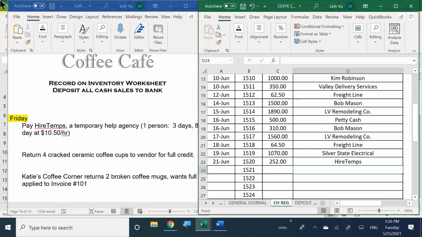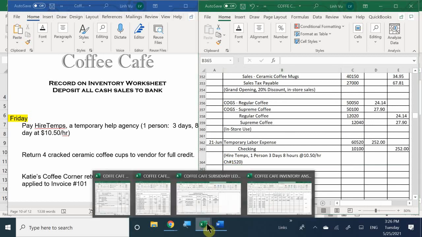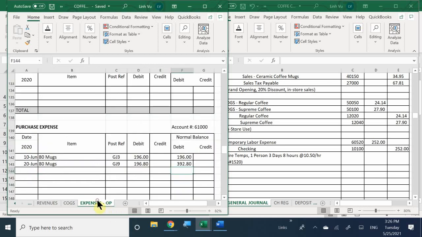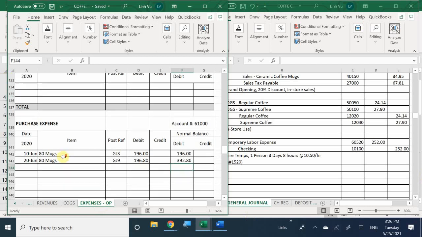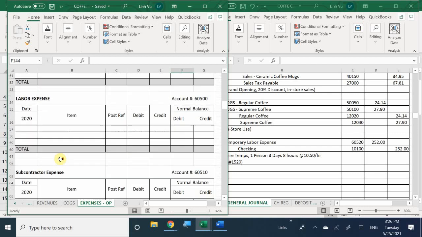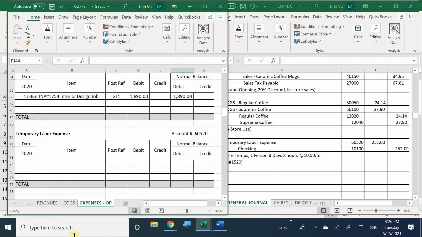Now we need to go to the general ledger. All right, hold on. Go back to the journal real quick. Okay. Yep, ledger's correct. Now I went first under expenses to temporary labor expense. Okay, so it is under labor expense. So up here, we have insurance expense. Here it is, subcontractor. There it is, temporary labor expense. And just for my notes, I put 6/21 Hire Temps and the check number 1520.